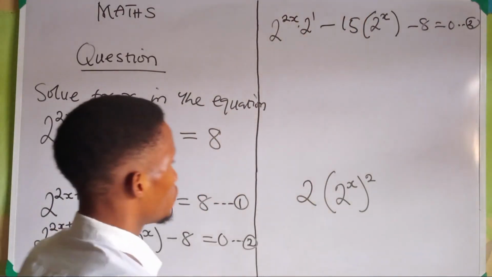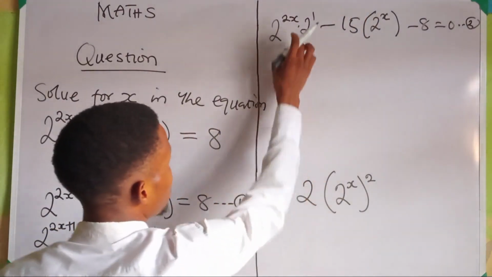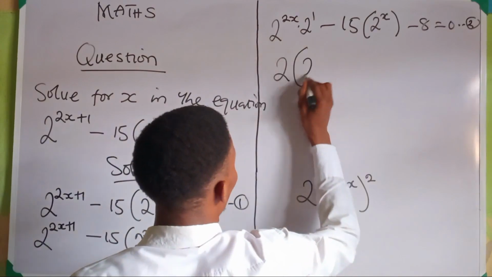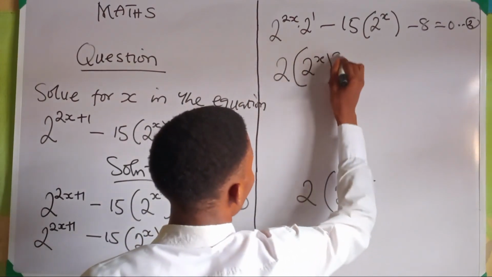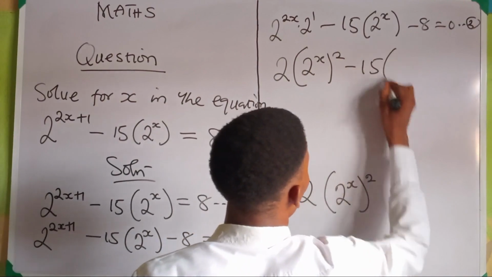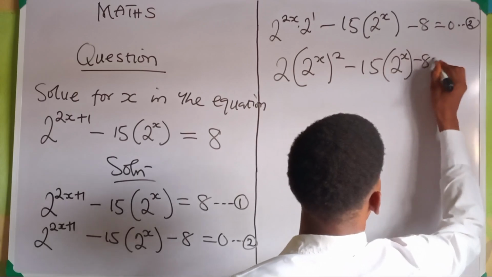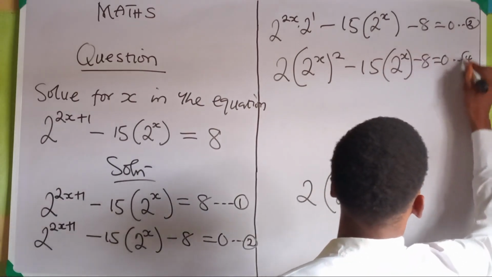Okay, if we substitute this now in place of this, we're going to have 2 bracket 2 raised to the power x all squared, minus 15 bracket 2 raised to the power x, minus 8 equals 0. This is our equation 4.